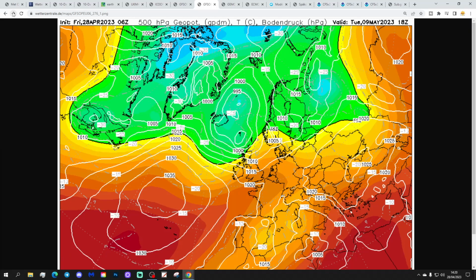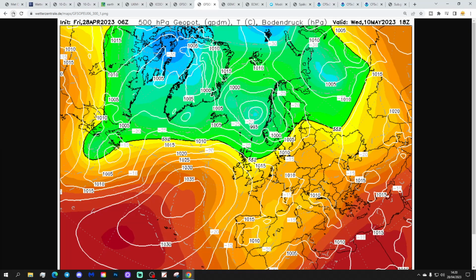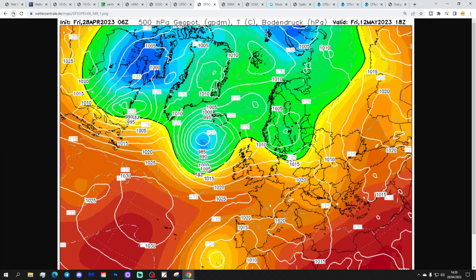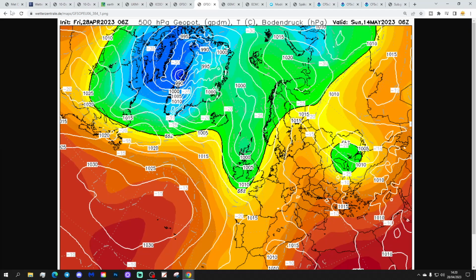Beyond that, though, day 9 to day 11, I should say, things start to break down. And then we turn much more unsettled as we go through the second week of May, turning cooler and showery, with a bit of low pressure digging in from the north.